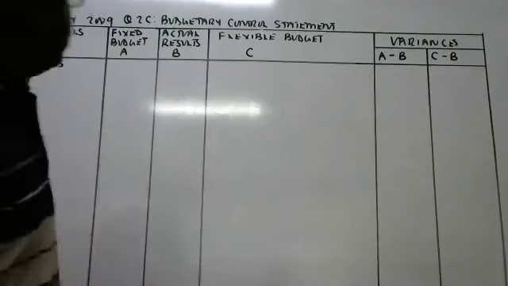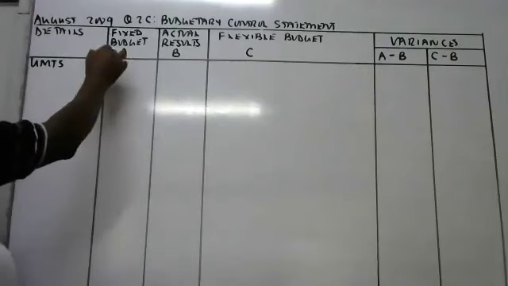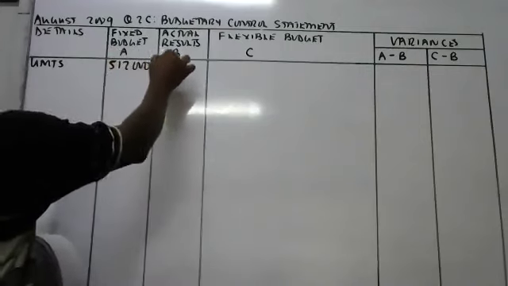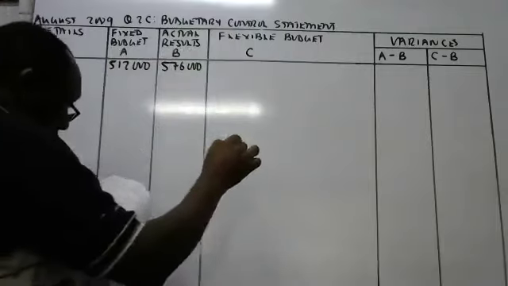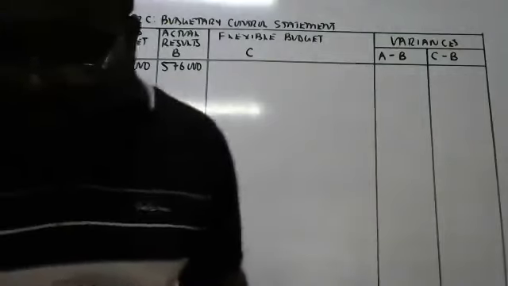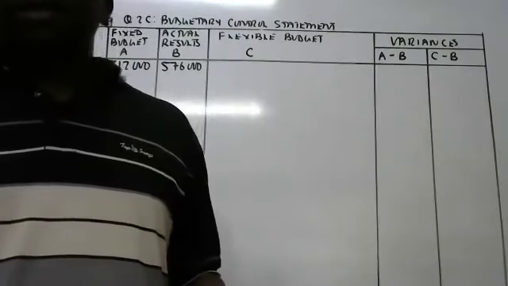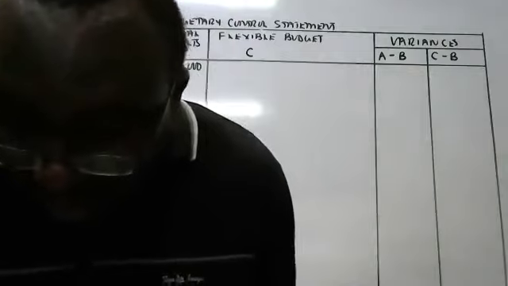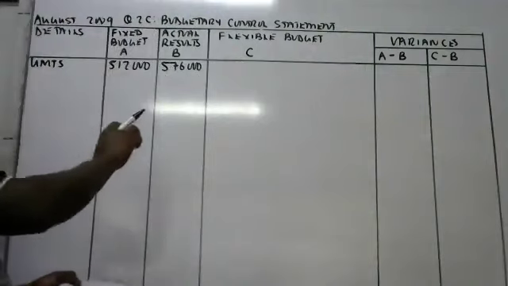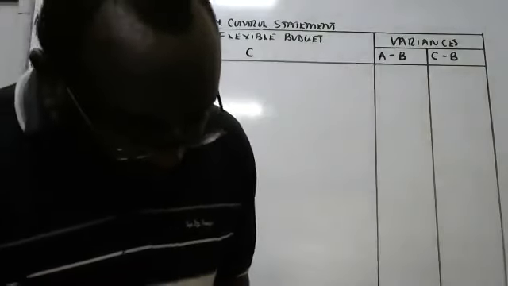So the units are supposed to be in the fixed budget, they are 512,000. In the actual, they are 576,000. And in the variance, it is 64,000. In your past papers, you see there is that line of units sold. Now under the budget put 512, under the actual put 576, and under the variance put 64,000.